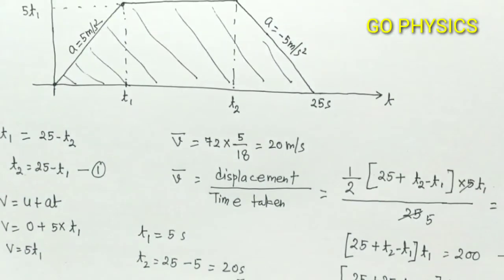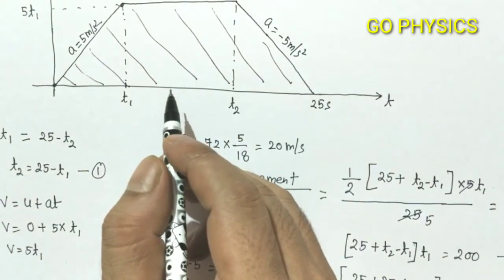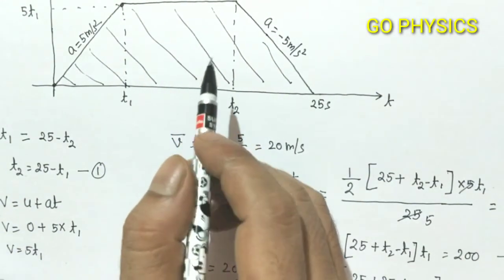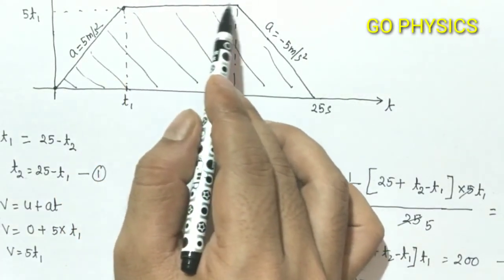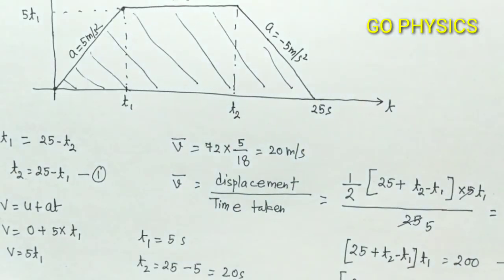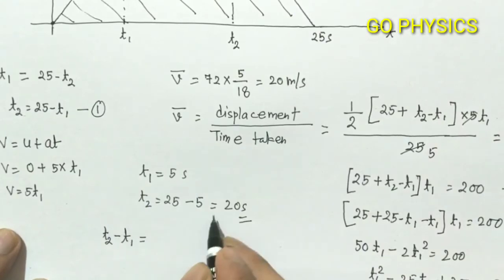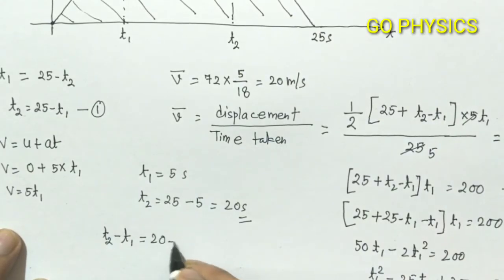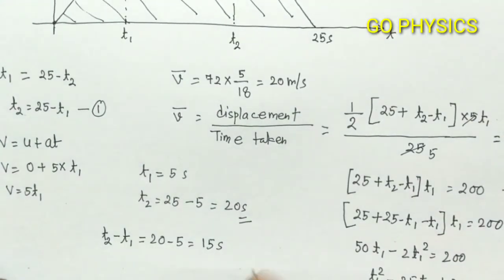Now in the question they are asking us to find the time for which the car is moving with uniform speed. The car is moving with uniform speed here only, and what is the time taken here? t2 minus t1. So we have to calculate t2 minus t1 and substitute the values. What t2 did we get? 20. And what is t1? 5. So it will become 15 seconds. So this will be our answer.